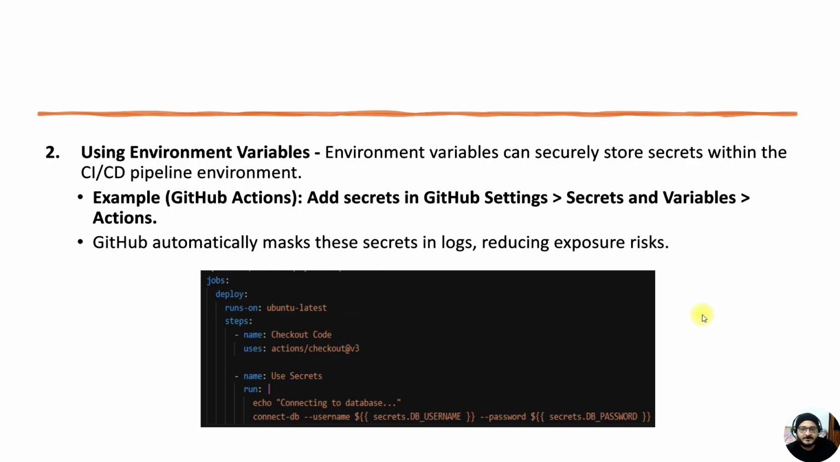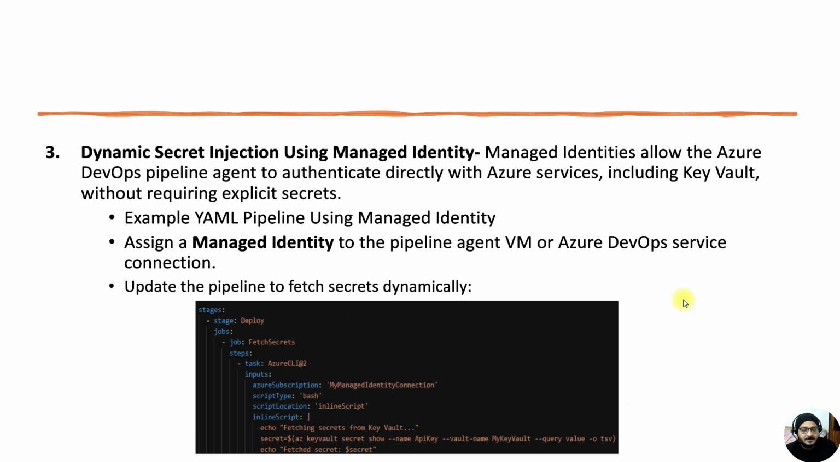Let's see what is another option we have. Another option is called dynamic secret injection using managed identity. In Azure, managed identity allows the Azure DevOps pipeline agent, because every pipeline utilizes an agent. It could be your self-hosted agent. Most of the companies use self-hosted agents because they have complete control over them. They can assign permissions role-based and so on, so limited users will have access to those things.